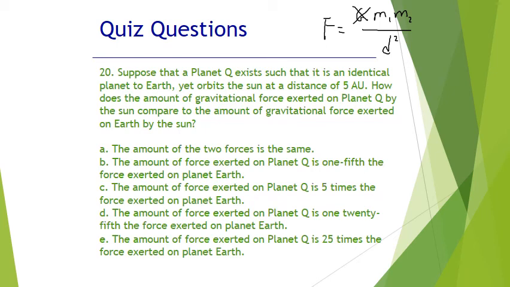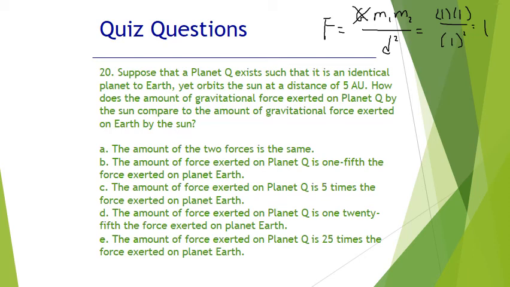Now, let's think about what the force between the Earth and the Sun would be. Well, let's just go ahead and say that the mass of the Earth is 1, and let's say the mass of the Sun is 1. Obviously, they're not the same, but for the purposes of this question, that's fine. So we wind up with 1 times 1 divided by 1 squared, which is 1.